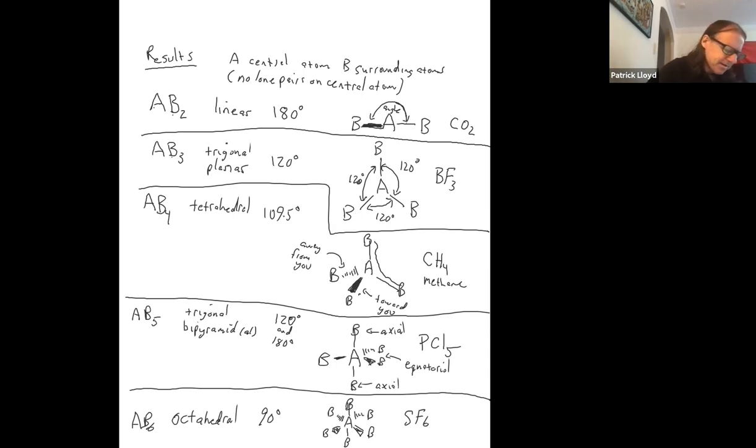Okay. All right. So that table, I would memorize it. AB2, AB3, AB4, AB5, AB6: linear, trigonal planar, tetrahedral, trigonal bipyramid, octahedral; 180, 120, 109.5, 120 and 180, and then 90. You don't have to memorize the examples, but you should practice drawing the arrangements. Okay, so let's take a look at an example.